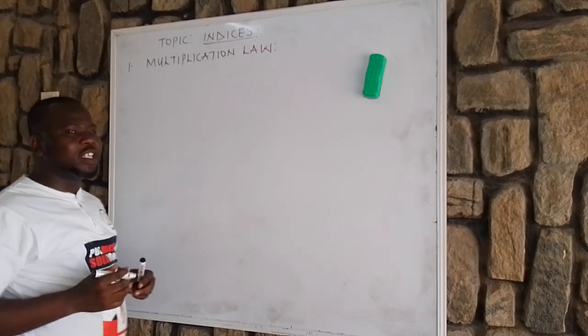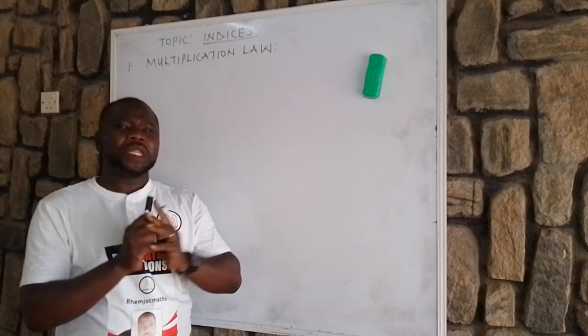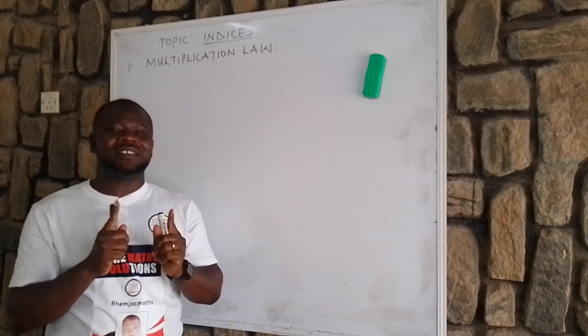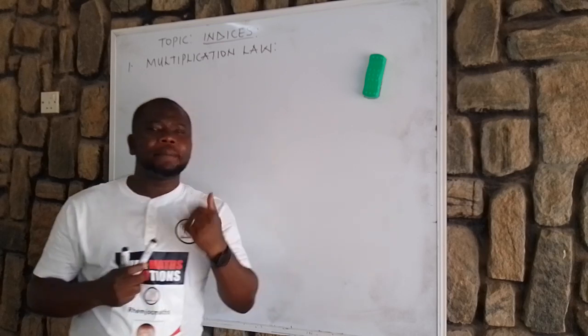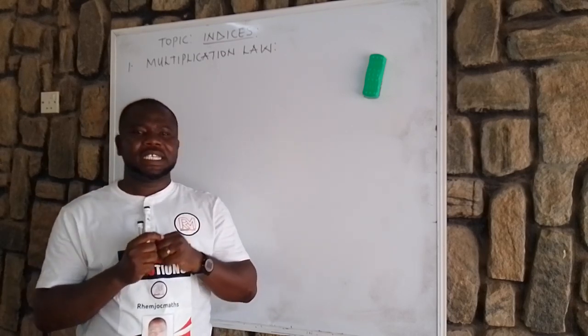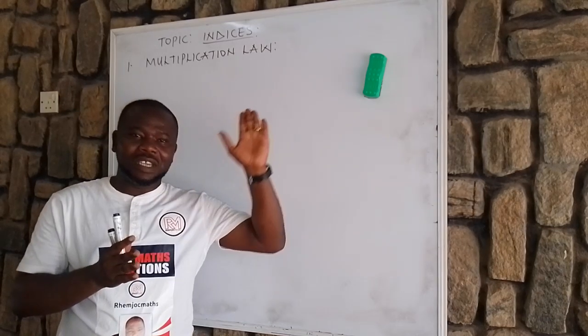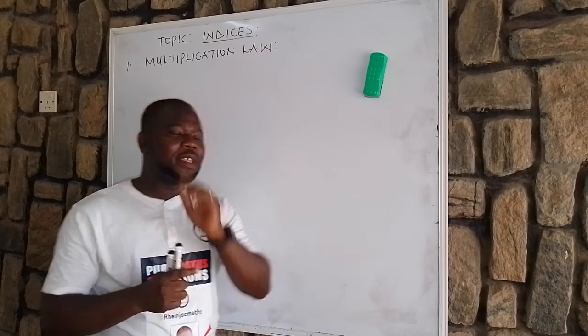Multiplication law is telling us that if the bases are the same, you know what base means? If the bases are the same, it implies that you should pick one of the bases, raise it to the sum of the powers, and you add the powers. What do I mean by that?